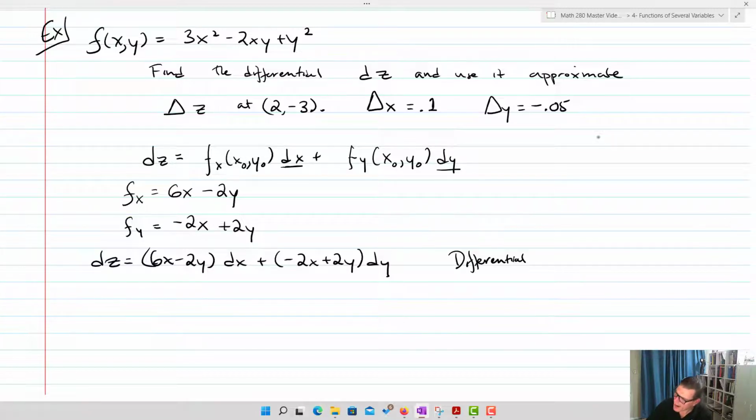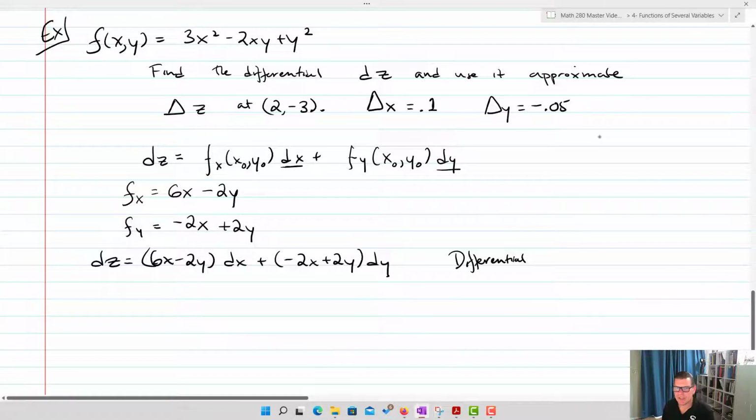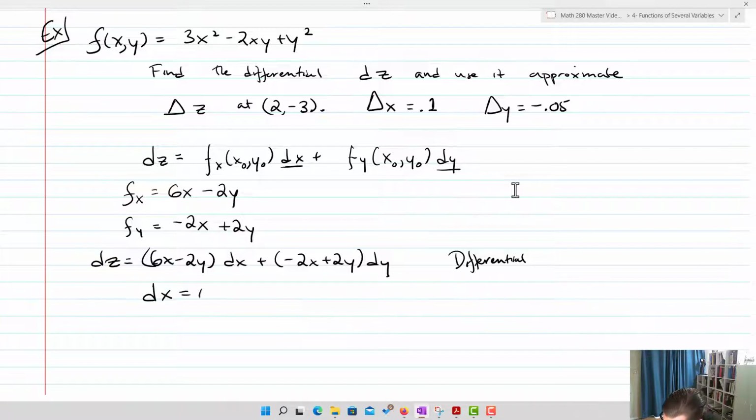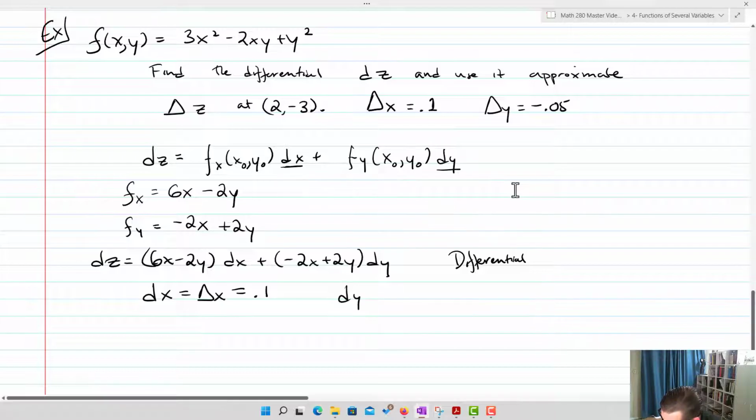So what's going to happen now is, if you remember in our definition, we write that dx equals delta x. So that's going to equal 0.1. And dy is going to equal delta y, and that's going to equal negative 0.05.